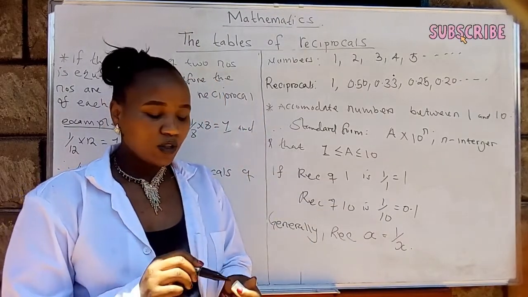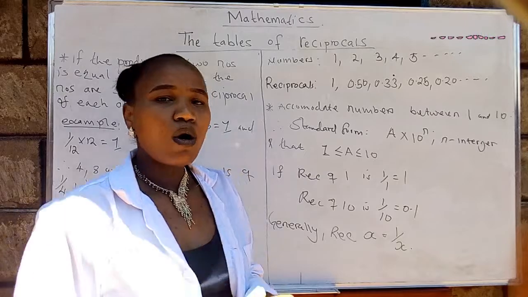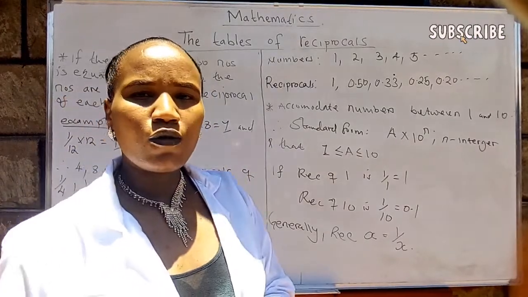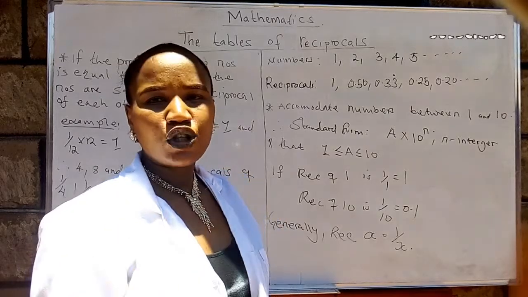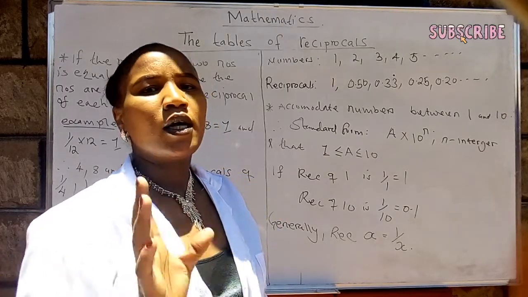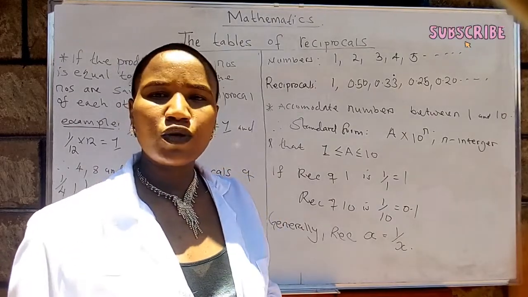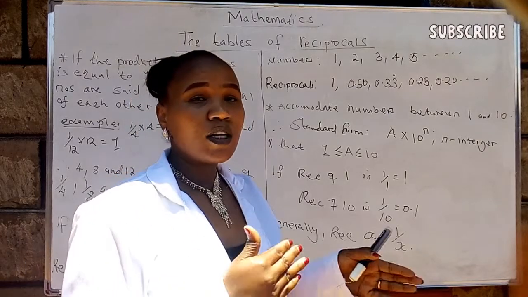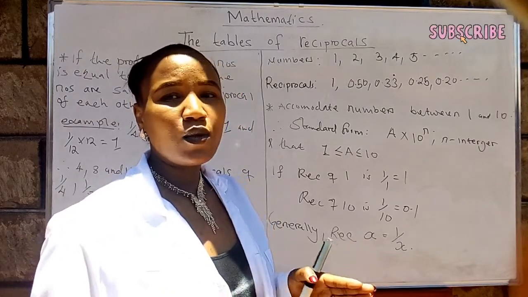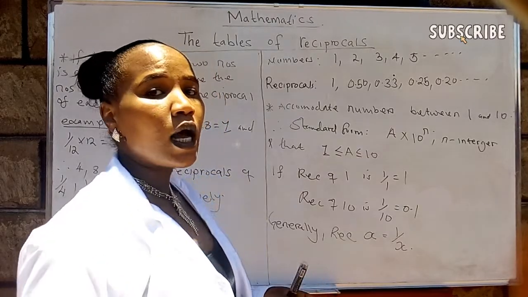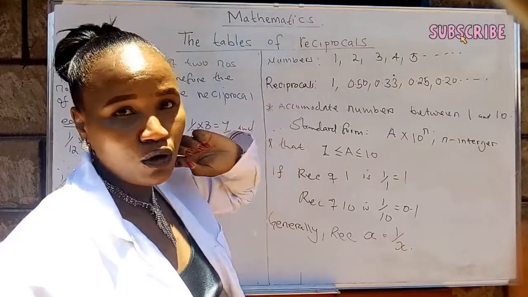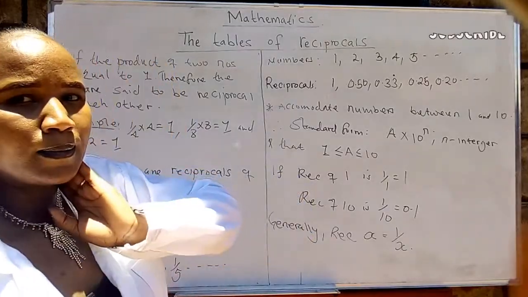Now I want us to first of all look at the example of finding the reciprocal of numbers using the division method before we embark on the reciprocal of numbers using reciprocal tables, so that we can compare the answers and see whether there is any difference between using the division method and using the tables of reciprocal.